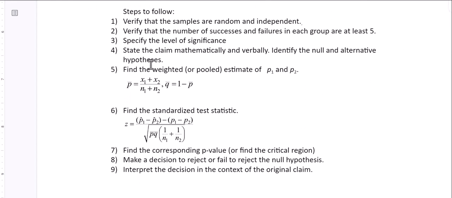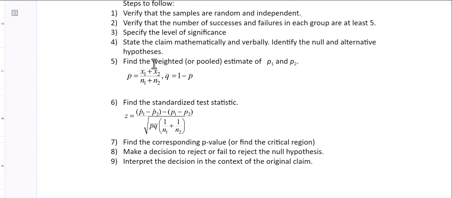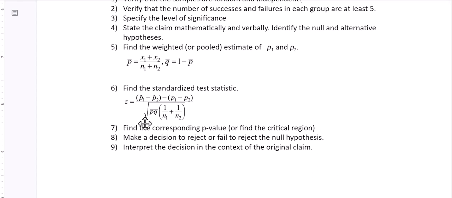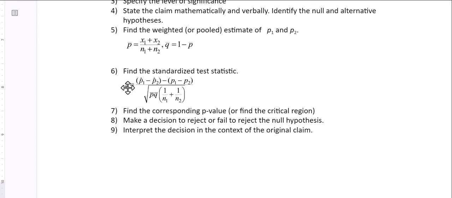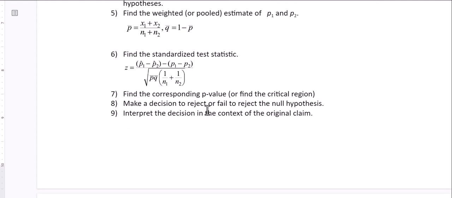And then we want to state our hypotheses, so identify the null and the alternate hypotheses. Because for our standardized statistic to find our z-score we need the pooled estimate of P1 and P2, that's going to be our first step, finding that p-bar. Then we find our standardized statistic. Once we have the z-score, we find the corresponding p-value. Once we have the p-value, we make a decision: are we going to reject the null or fail to reject the null? And then we interpret our decision in the context of the original claim.